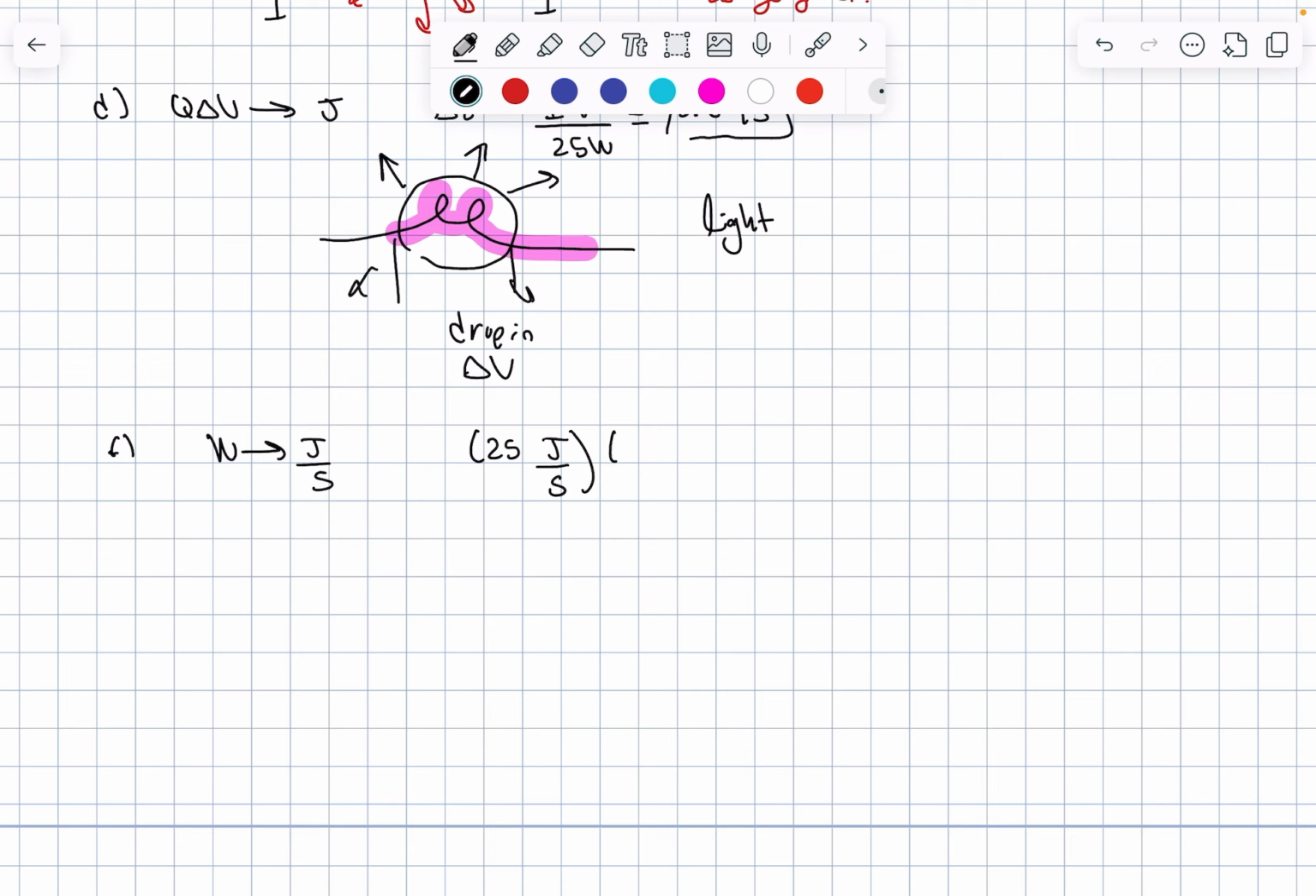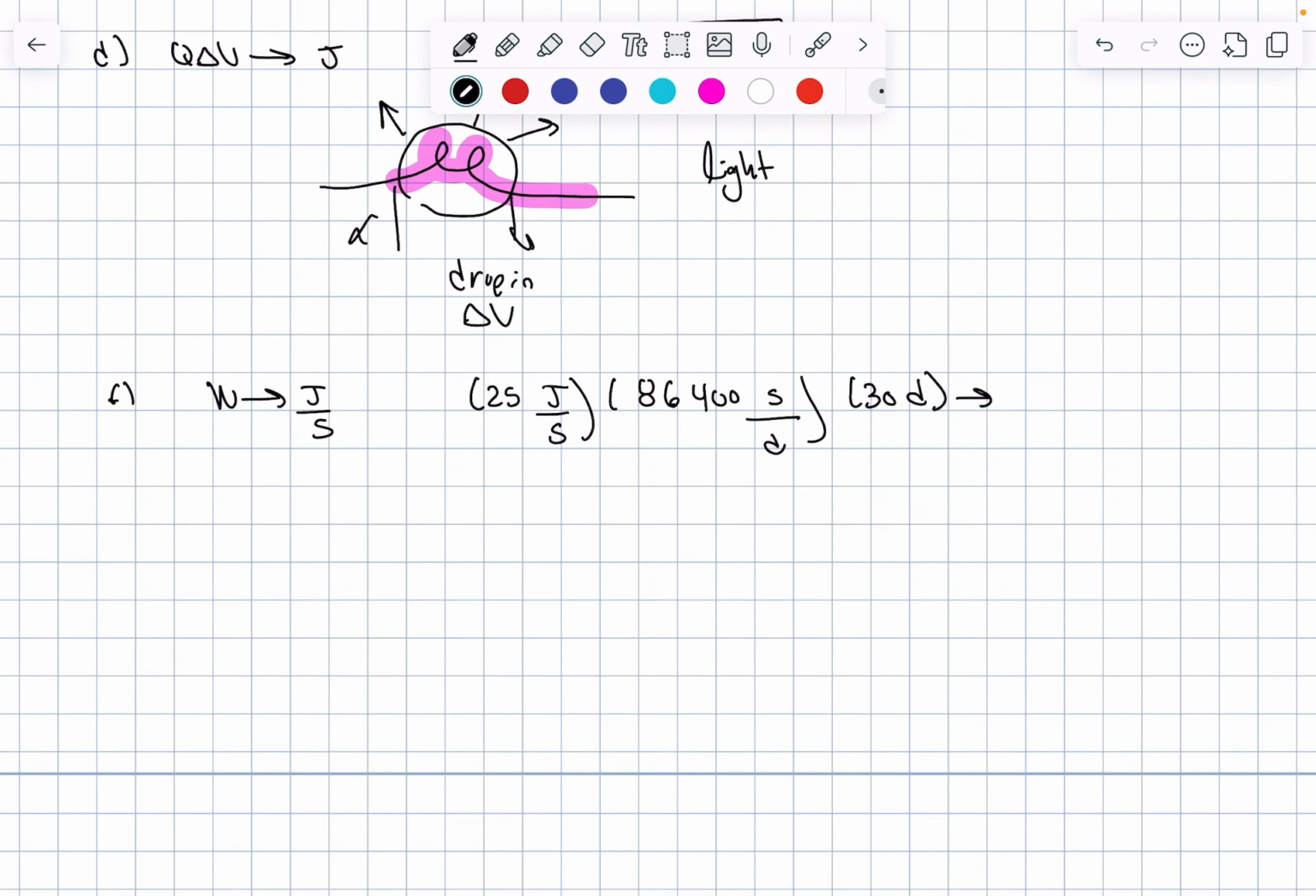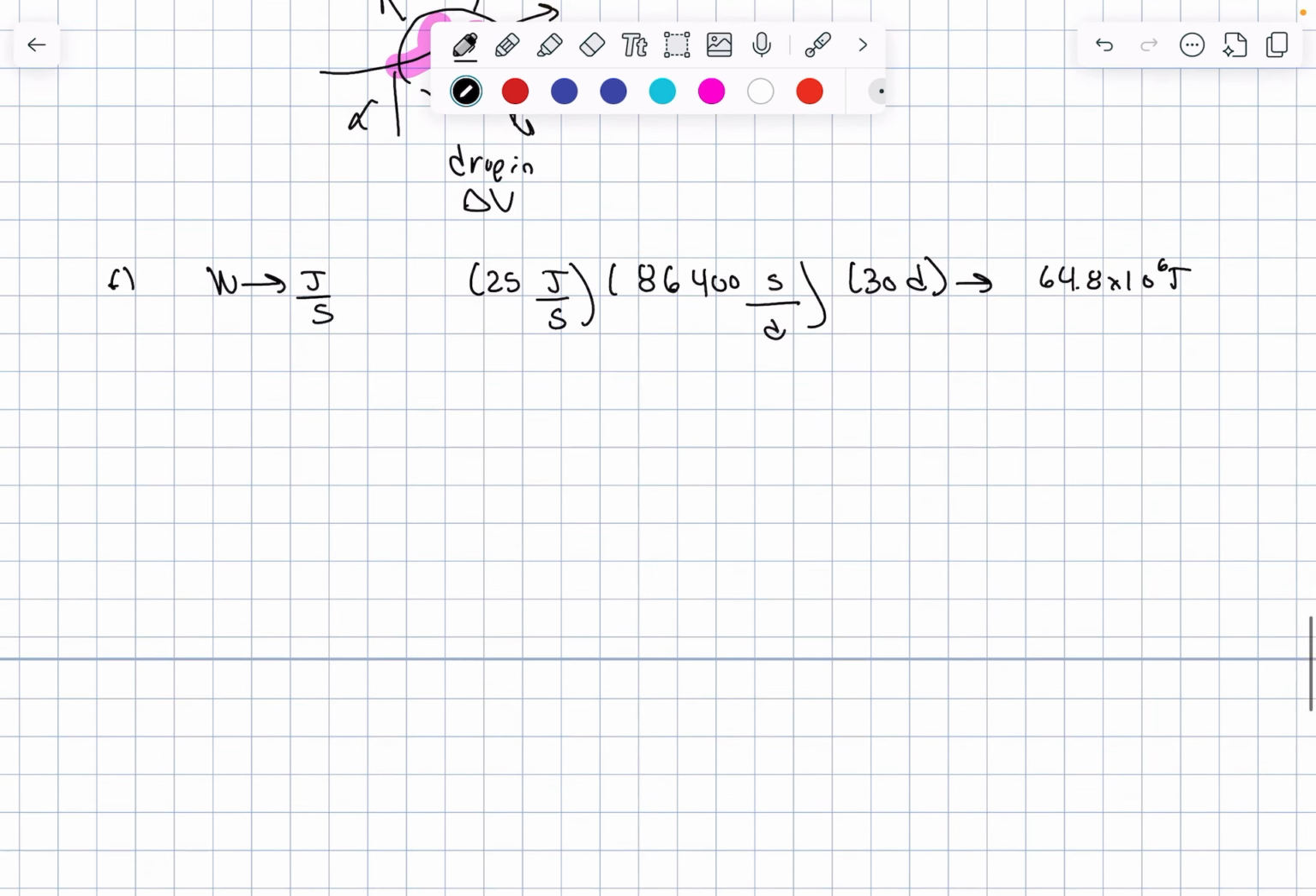And we are going to be running it for 86,400 seconds per day. And then we're going to be running it for 30 days. So that's how many joules we're going to consume in our month. And that is going to be 64.8 times 10 to the 6 joules. Now, how much is it going to cost us? Well, we're given the cost. So we have 64.8 times 10 to the 6 joules. And we're being charged $0.11 per kilowatt hour. And we just need to translate that into joules.